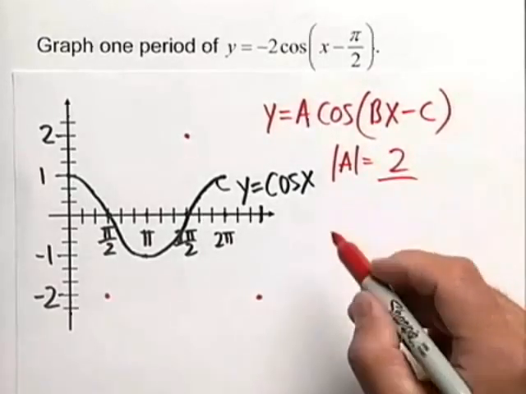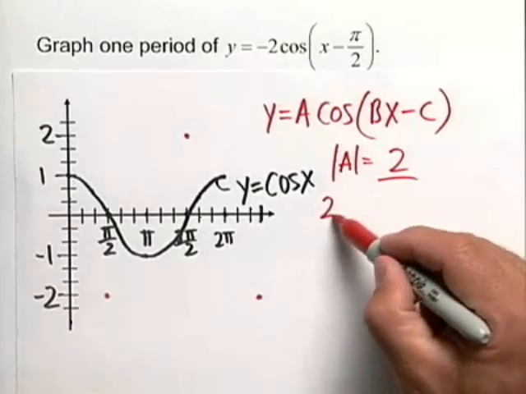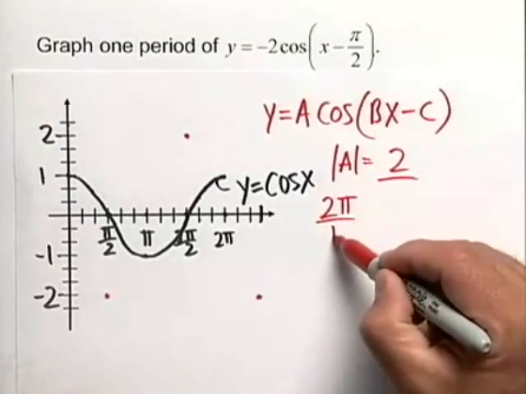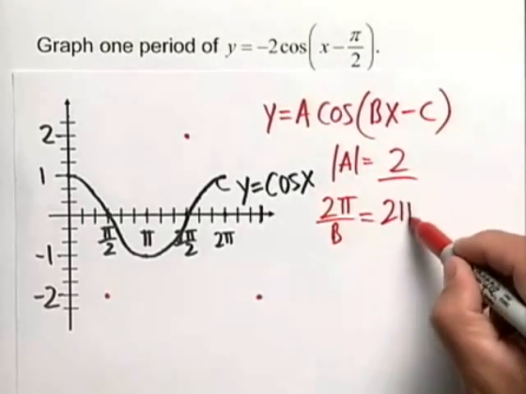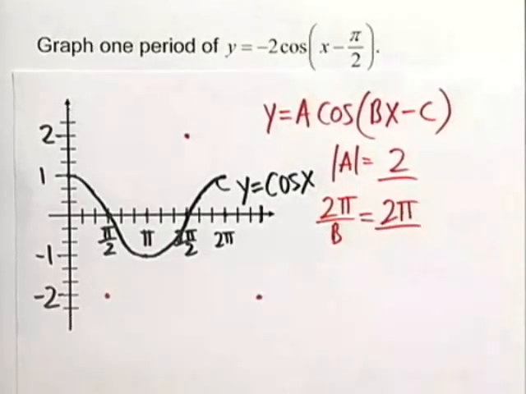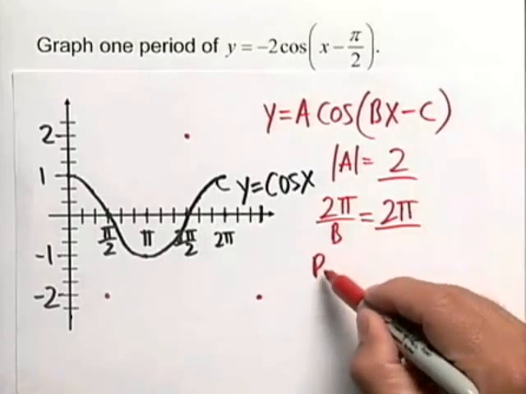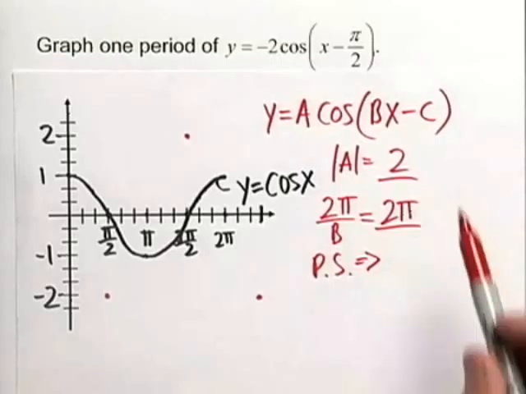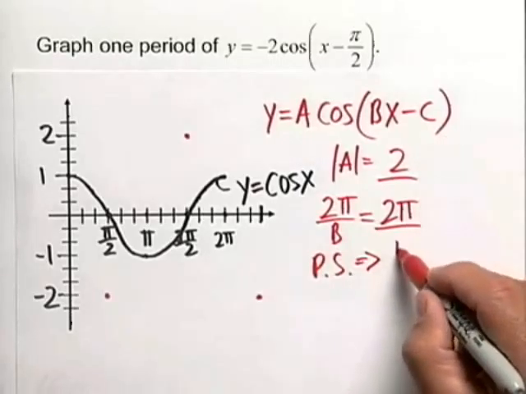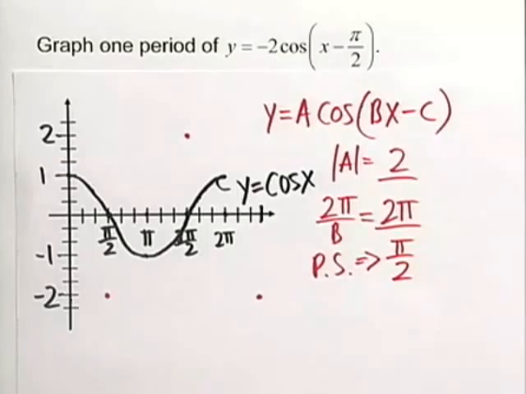We can look at the period, remembering that the period formula is 2 pi all over b, and since b is 1 here, we can say that our period remains 2 pi. So we have that as well. And then we can talk about the phase shift, which I'll label PS for you. The phase shift in this case is c, which we have as being pi halves.